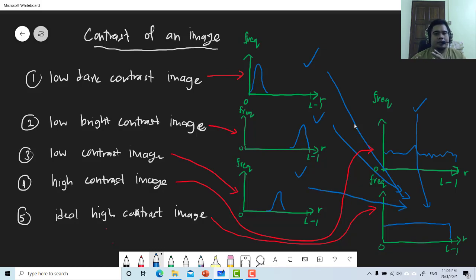The process itself is generating a transformation function that can, from any condition of these four, 1, 2, 3, 4, generate an improved image that is going towards an ideal high contrast image, where the histogram is equally distributed from 0 to 255 if you talk about the intensity level resolution of 8 bits per pixel.